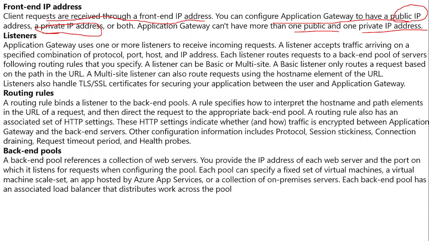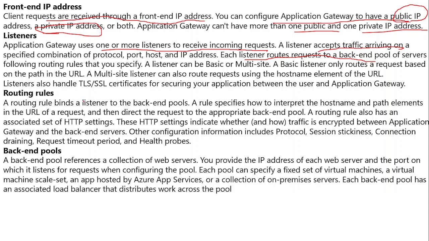And coming to the listeners, application gateway uses one or more listeners to receive incoming requests. As we have already discussed what a listener is, I'll explain once again. A listener accepts traffic arriving on a specified combination of protocol, port, host and IP address. Each listener routes requests to the backend pool of servers following routing rules. It carries your request forward from the front end to the backend.